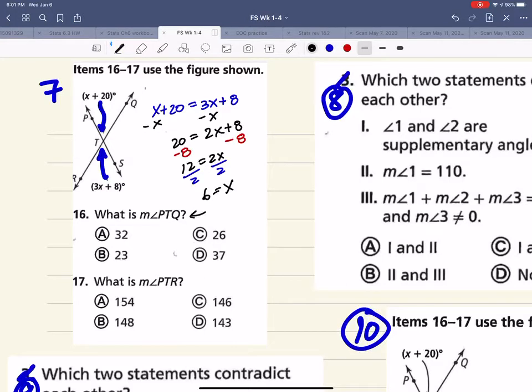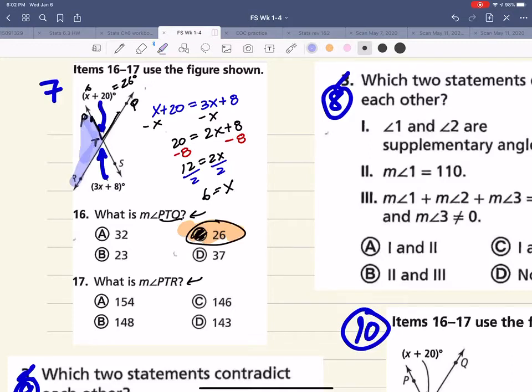So it still doesn't have my answer, but I do have 6. So PTQ, this angle, is 6 plus 20 or 26. What about PTR? Okay, so let's look at what PTR is.